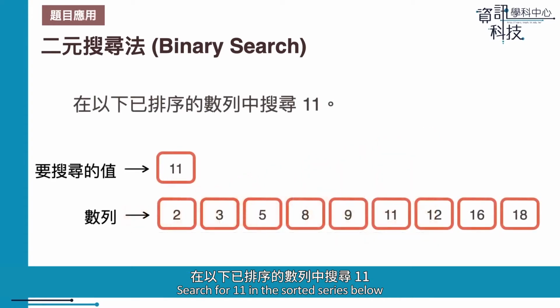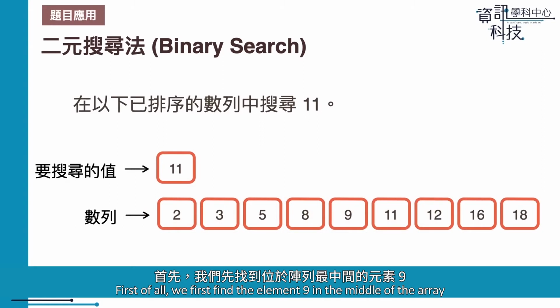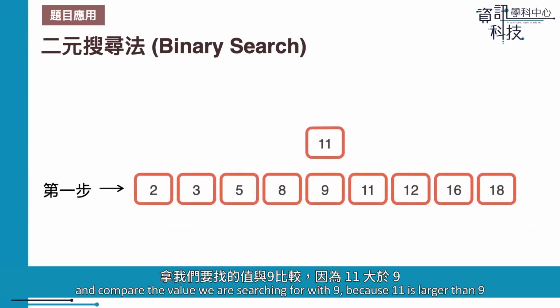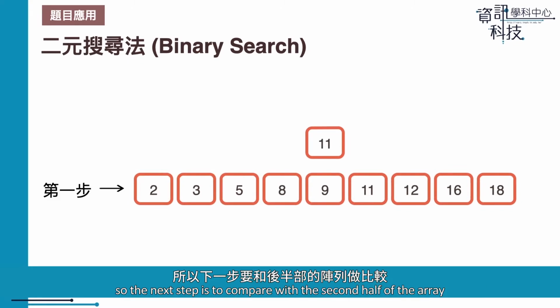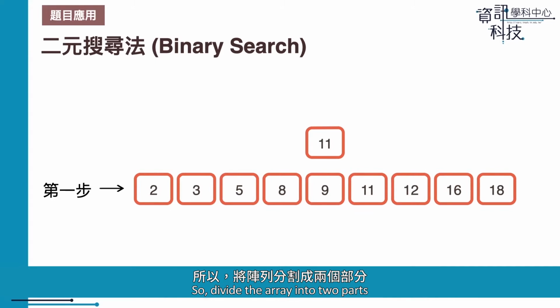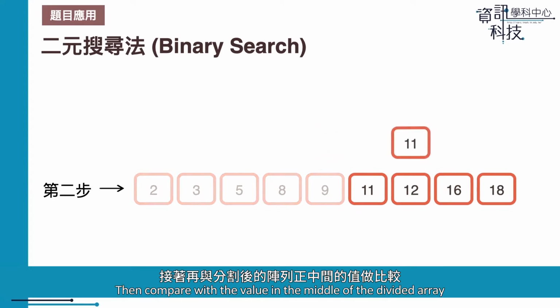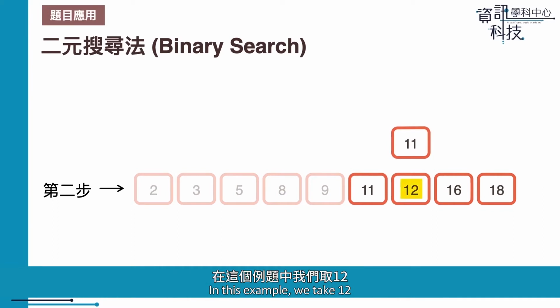Search for 11 in the sorted series below. First of all, we find the element 9 in the middle of the array, and compare the value we are searching for with 9. Because 11 is larger than 9, the next step is to compare with the second half of the array. So divide the array into two parts. Then compare with the value in the middle of the divided array. In this example, we take 12.